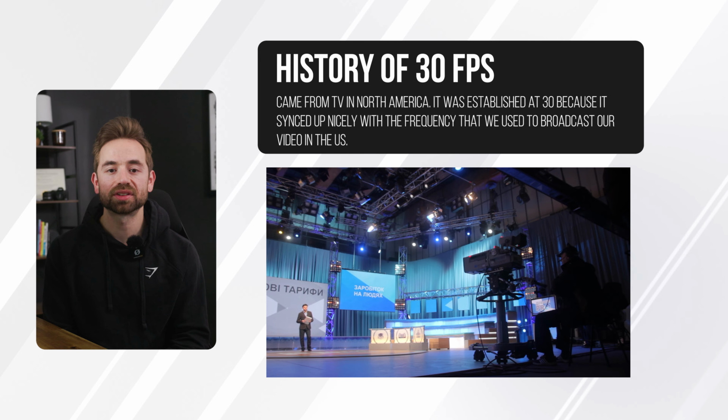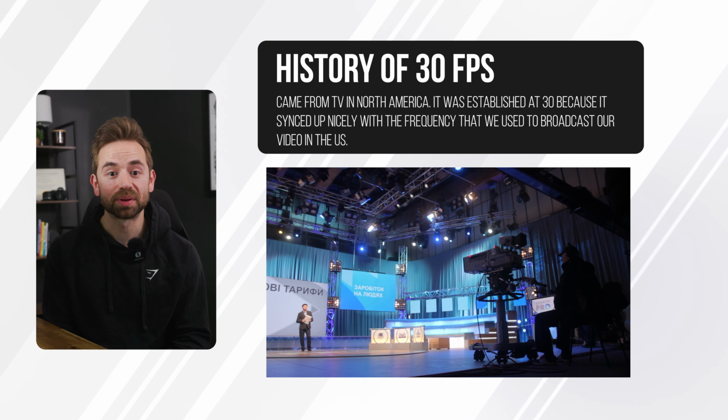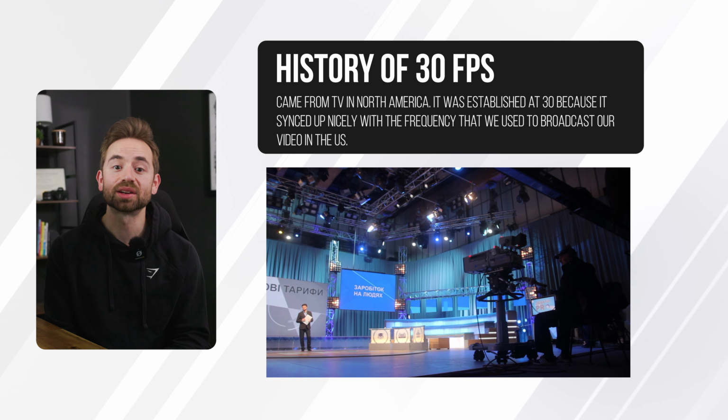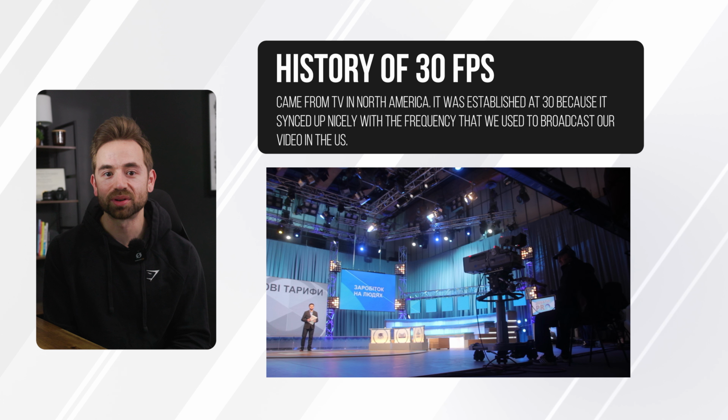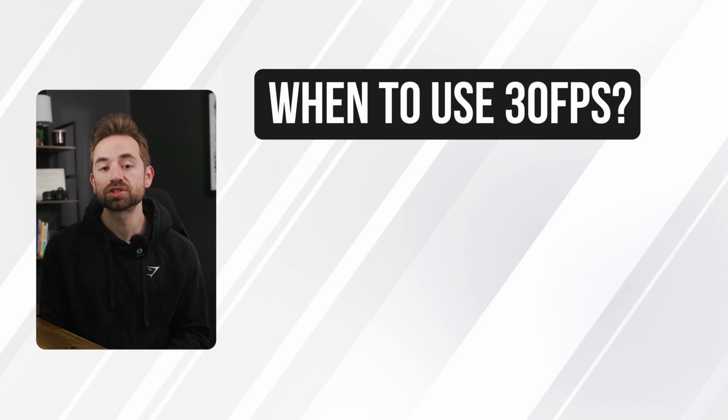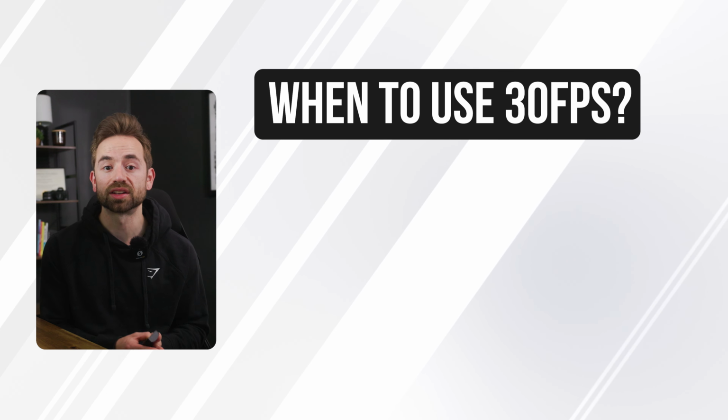The reason we have 30 FPS originally came from TV in North America. It was established at 30 FPS because it synced up nicely with the frequency that we use to broadcast video in the US. So most things that you watch on TV have been 30 frames per second. So when should you actually be using 30 frames per second in your videos?